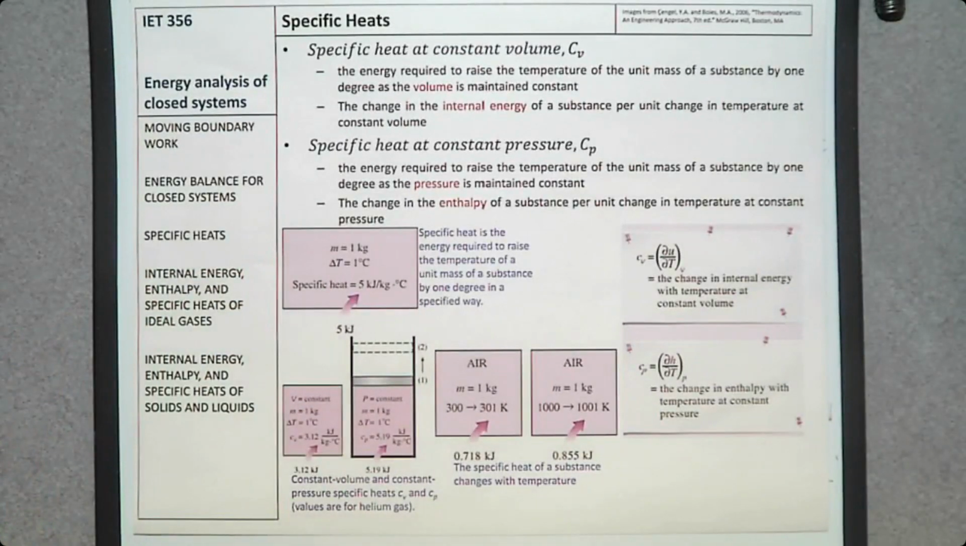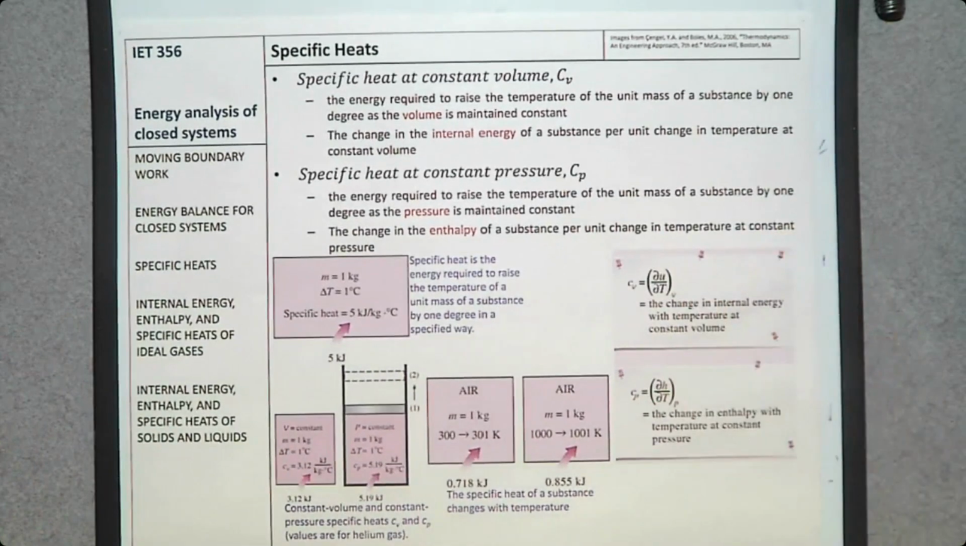We can use specific heat, and this one is much easier than steam tables. So here I'm going to show you why. Specific heats are the amount of energy required to raise the temperature of the unit mass of a substance by 1 degree when volume is constant, CV, when pressure is constant, CP. So there are two different specific heat values, CP and CV.